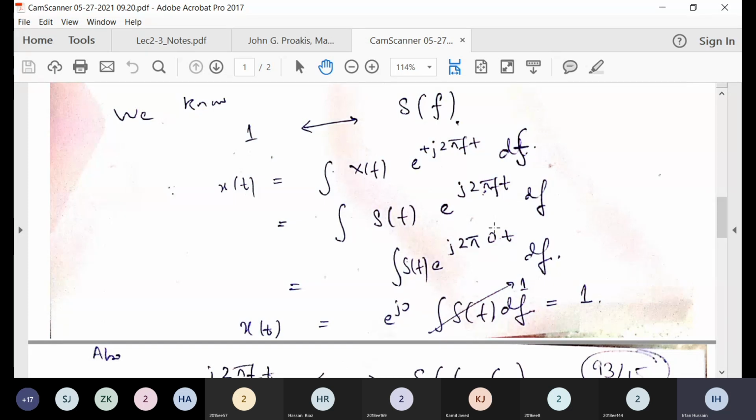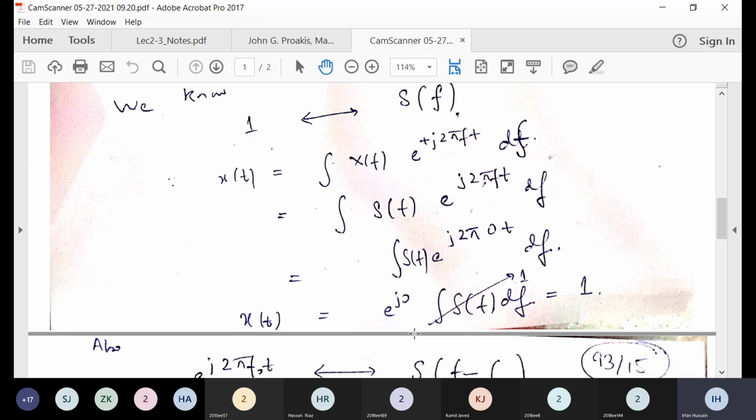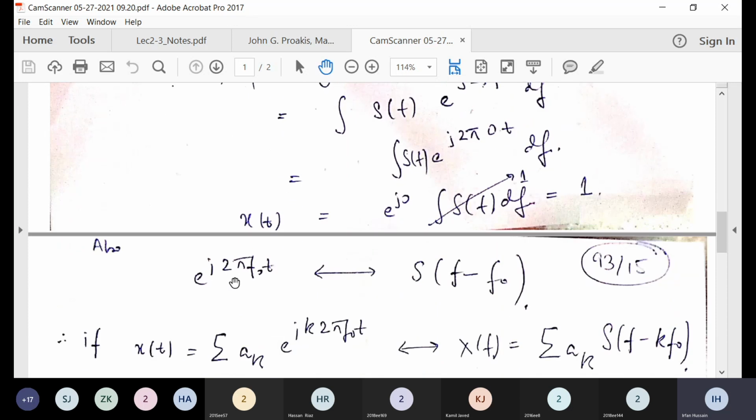And you can also use another fact: if I have delta of f minus f naught, this will give me e to the j 2 pi f naught t. This you've already seen. You can also perform it in the same fashion by applying modulation: if I multiply 1 by e to the j 2 pi f naught t, then the frequency spectrum will be shifted to the point of the harmonic, which is delta of f minus f naught, as we have seen in the previous chapters of analog.